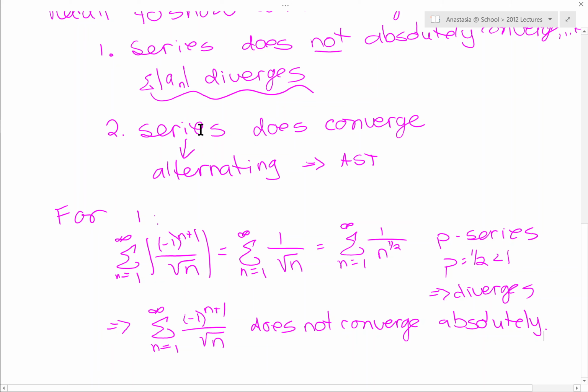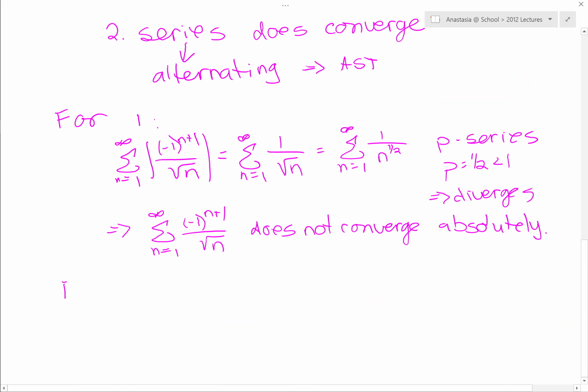And that is one of the things that we need to show in order to show conditional convergence. The second thing is we now need to look at the original series, apply the alternating series test, and show that it does converge. So for 2, we will apply the alternating series test. For the alternating series test, we need to look at the magnitude of the terms.